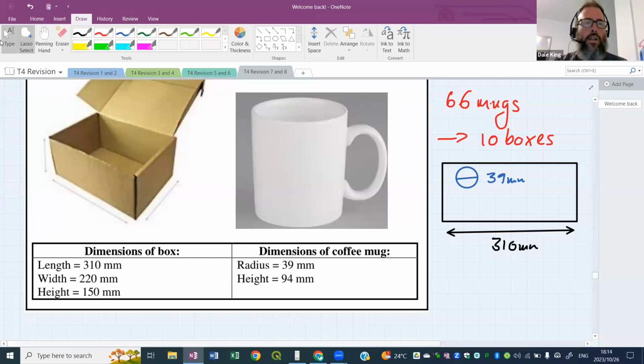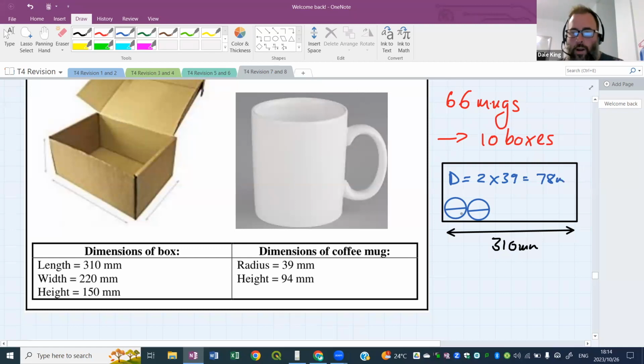Then what I can do is take this mug and squash it up in my diagram. Now, you don't have the tools that I have, but I can start to actually fit these mugs in. And like Mohammed said, I need to think of diameter. So diameter equals 2 radii, 2 times 39, which is equal to 78 millimeters. So one mug there with a line going across it takes up 78 millimeters of space.